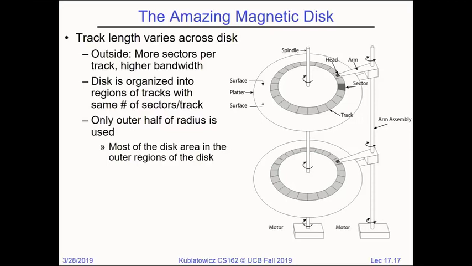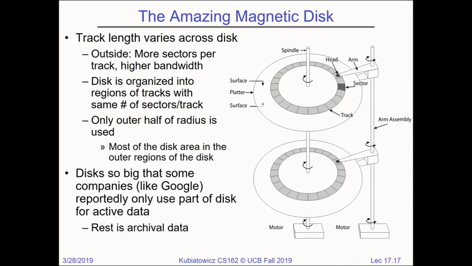Surprisingly. Okay? Now, it didn't used to be that way. It used to be that as you went to the outside tracks, the bits were less dense than the inside tracks, and they put exactly the same number of bits on the outside as on the inside. But that's clearly a waste, and so with better electronics, there are now more sectors on the outside than on the inside.